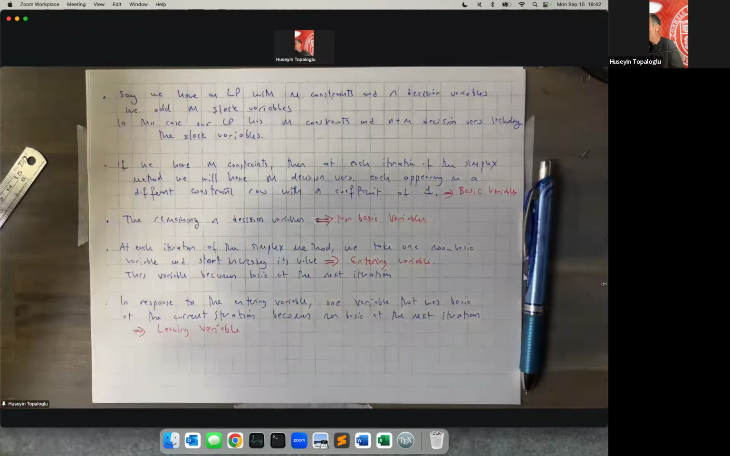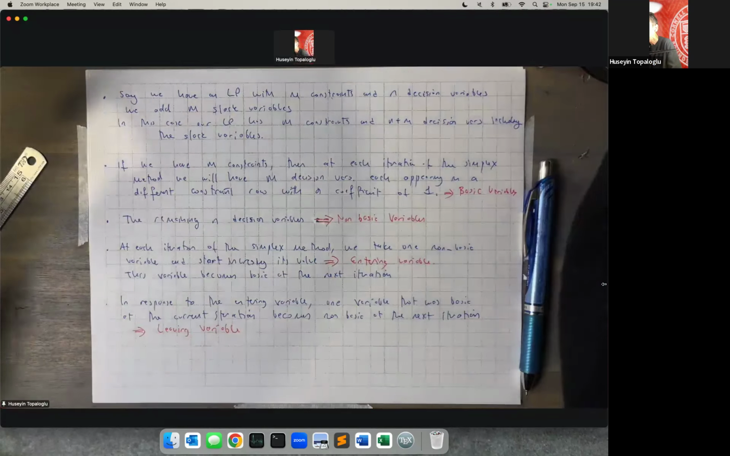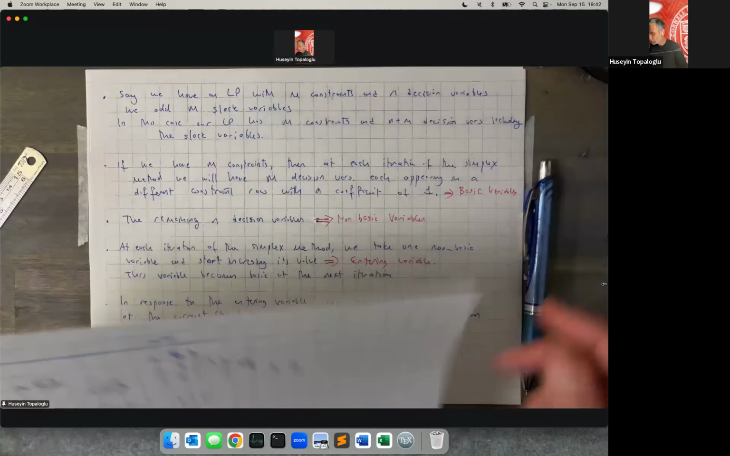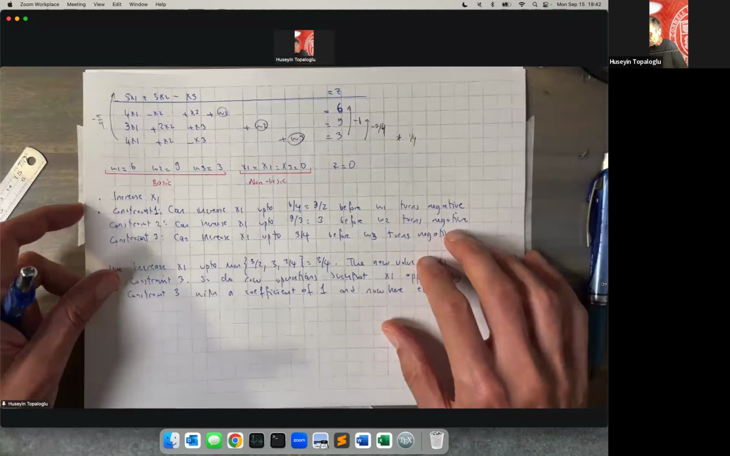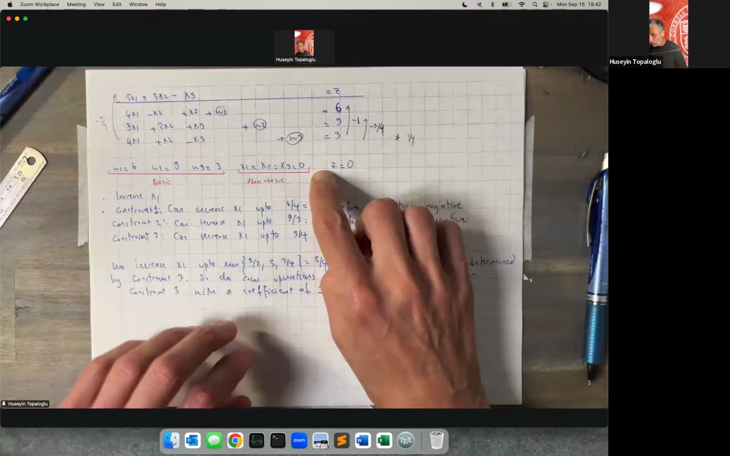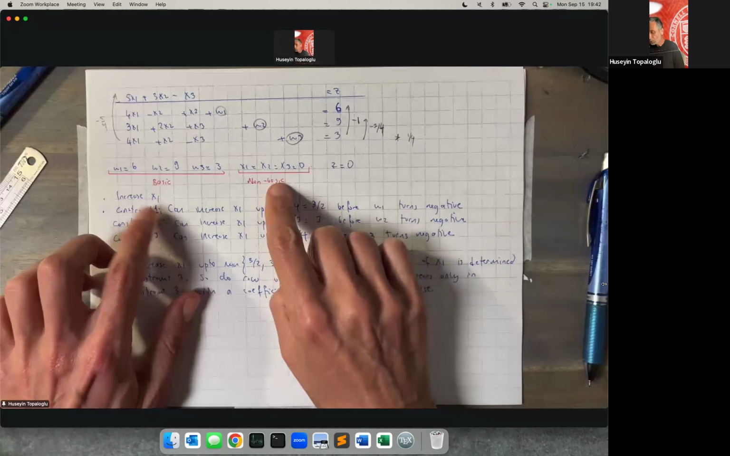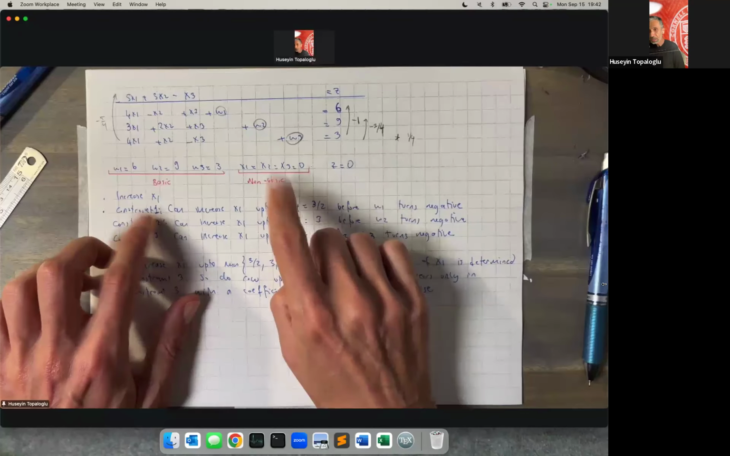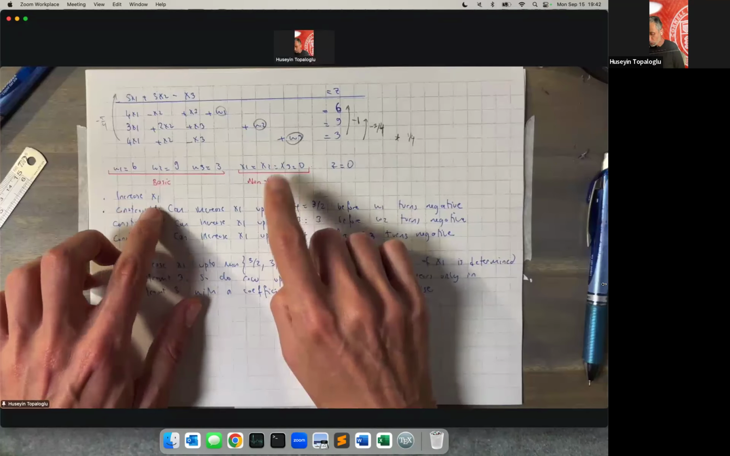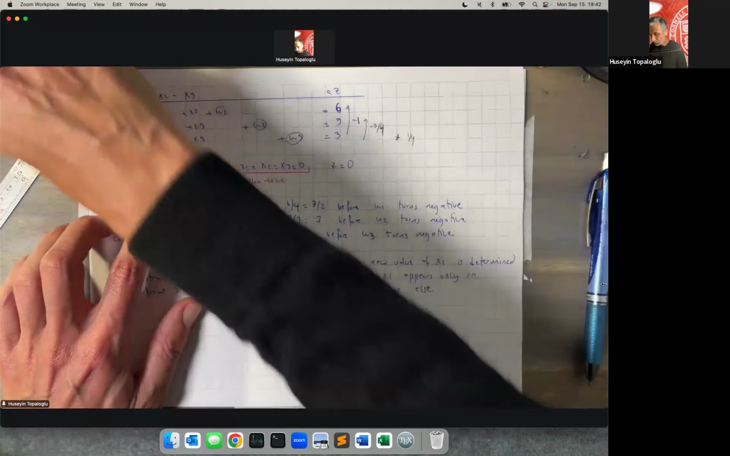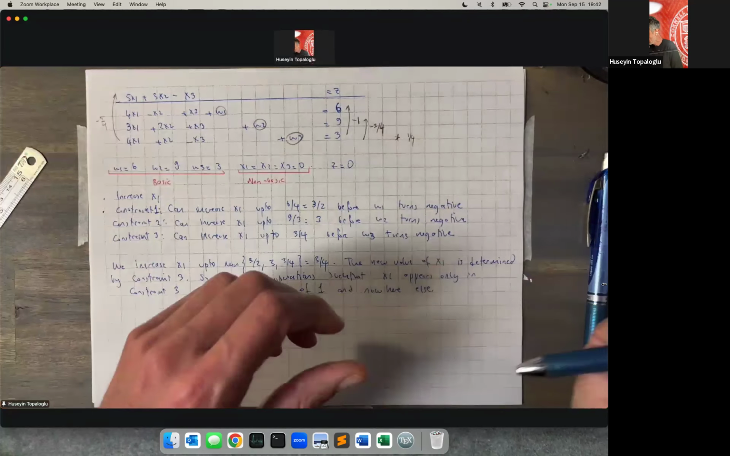Good. So now again, let's look at the iterations of our simplex method and let's identify the entering and leaving variables. This is the first iteration. What is the non-basic variable whose value we're increasing? X1. So in this iteration, the entering variable is X1.